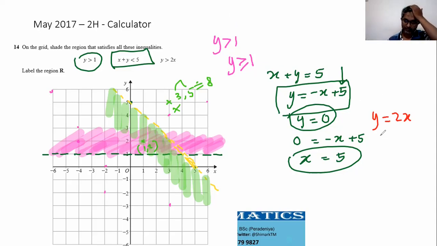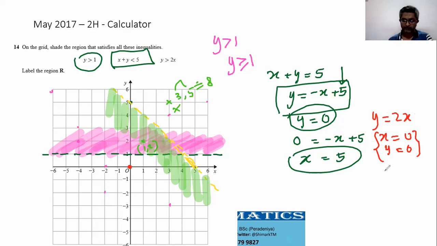So when x equals 0, y is going to be how much? If you substitute here, when x equals 0, y equals 0 also, right? So I got 1 point. So 1 point I know here.